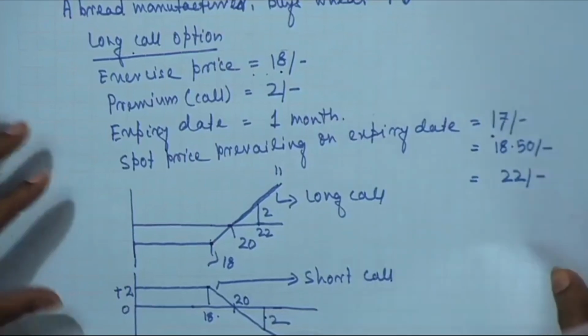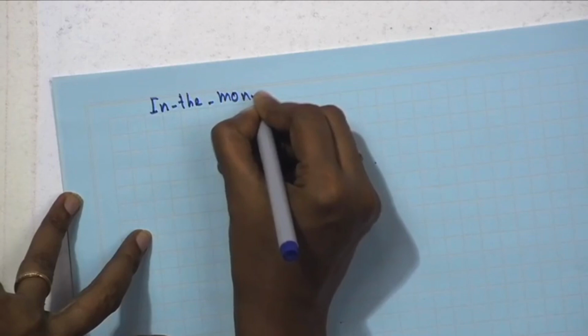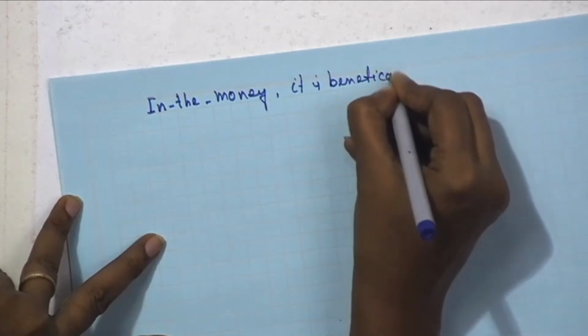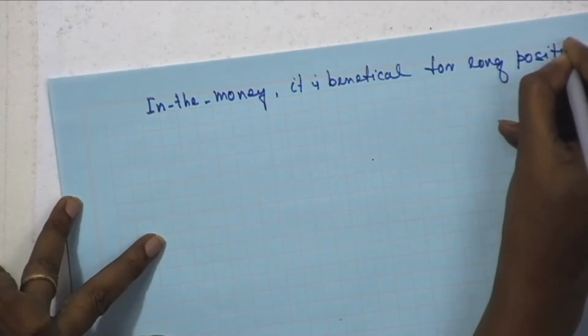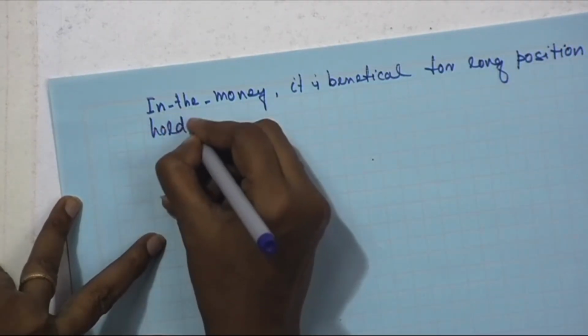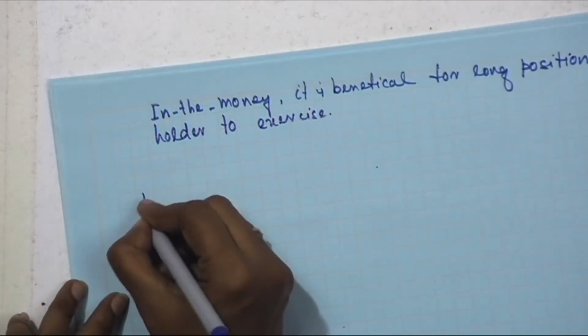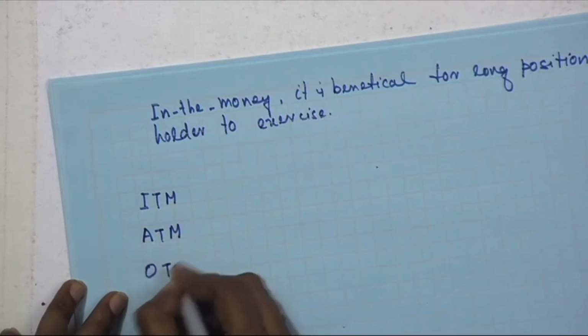So, this brings us to a concept called in the money, out of the money and at the money. So, what is in the money? When we call an option in the money, it means it is beneficial for the long position holder to exercise. So, when we are talking about in the money, we have at the money and out of the money.